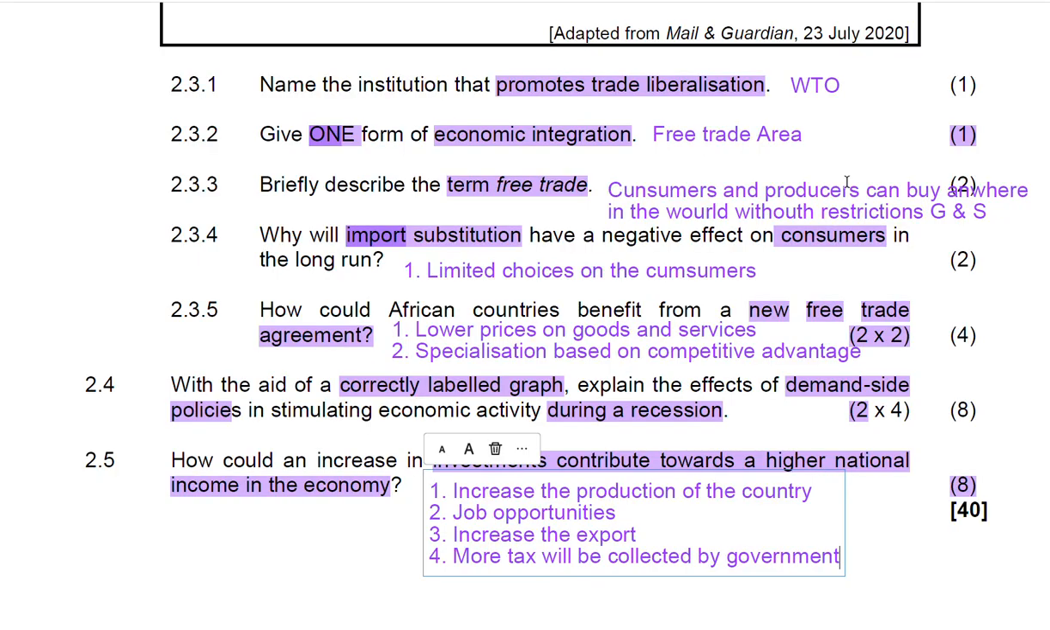And how will that happen? Because there's more production, more job opportunities. People are employed, they're paying tax. Production and sales means more tax. Therefore, government will be able to collect more tax. Can you see how all this is linked?